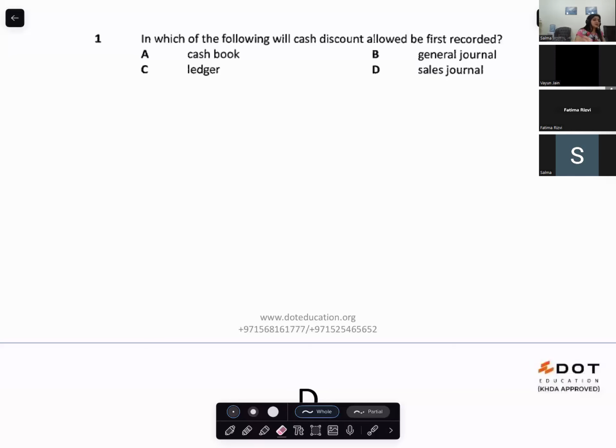So we are doing MCQs that are related to the cash book. Are you with me? Come on, read the question. One Vayun will read and one Fatima will read. Okay.